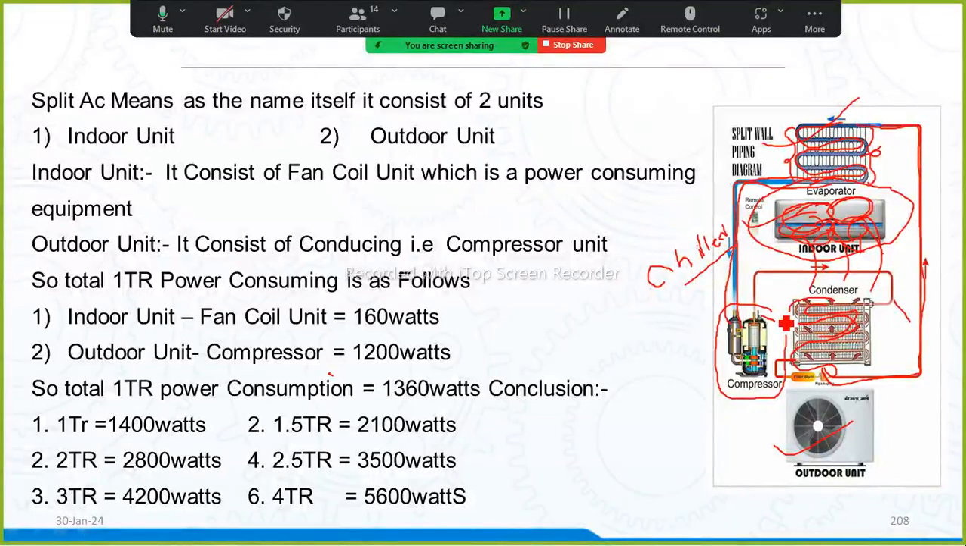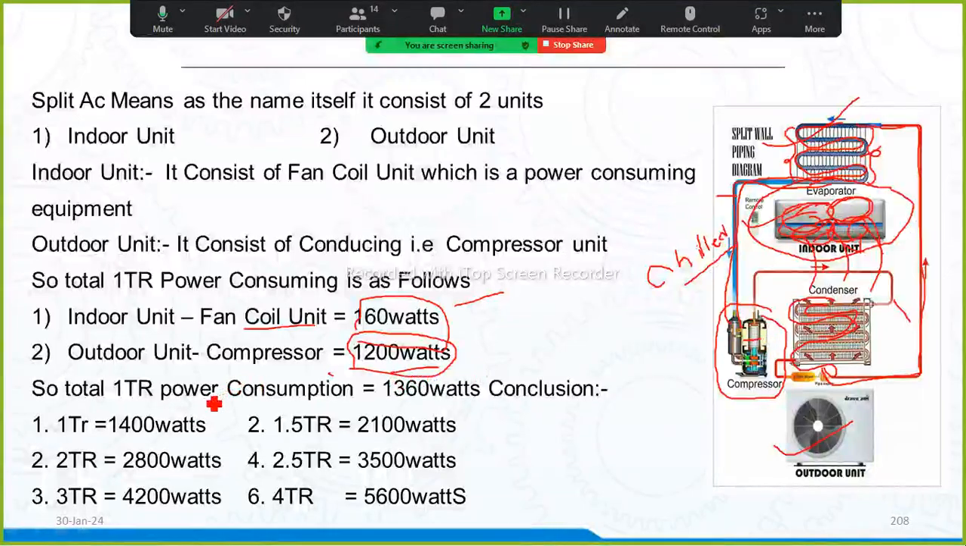So total 1 ton, so total 1 TR. Power consumption of a 1 TR AC is how much now? Indoor unit, it is a fan coil unit which is fixed, that is 160 watts. Outdoor unit, which is the compressor, is 1200 watts, fixed. If it is 1 ton, the compressor capacity is 1200.